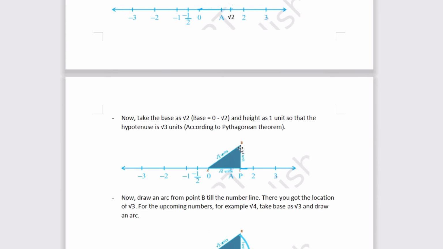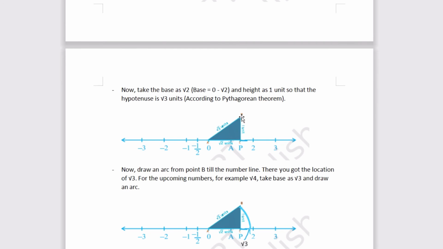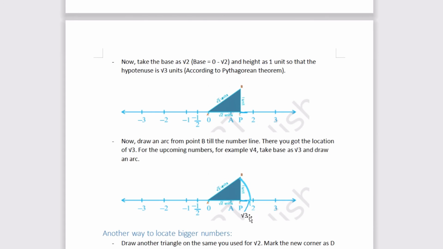So if you take that, you will get a right angle triangle here. So the hypotenuse will be root 3 units. Again, if you cut an arc from point B to the number line, keeping 0 as the center, you will get a point somewhat very close to 2. Keep it as Q. Okay, the point Q is your root 3. So it will be very close to your root 2. So you can see here it's just very close.